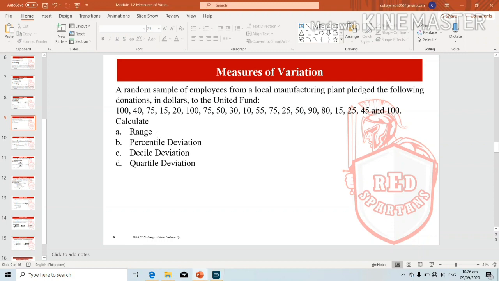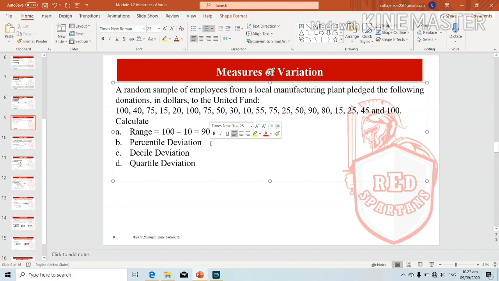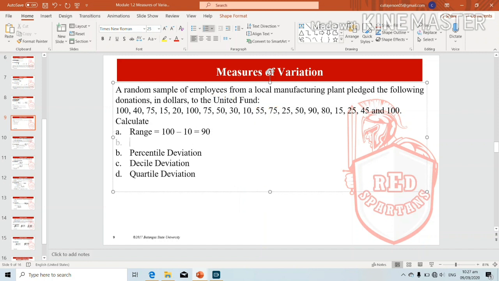So yung range natin equal, ano ba yung highest value natin? 100. Then minus, ano ba ang lowest value natin? Ang lowest value natin equal to 10. So, ibig sabihin ng ating exclusive range equal to 90. Then, for the percentile deviation, para makuha natin yung percentile, decile, and quartile deviation, i-arrange muna natin yung ating data. Arrange natin yung data.